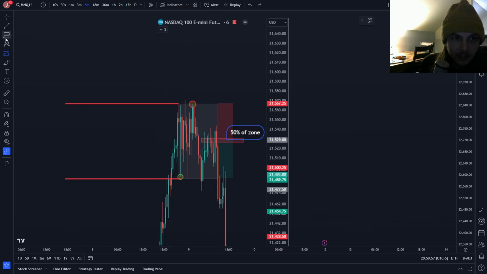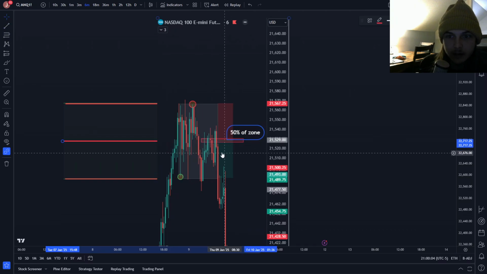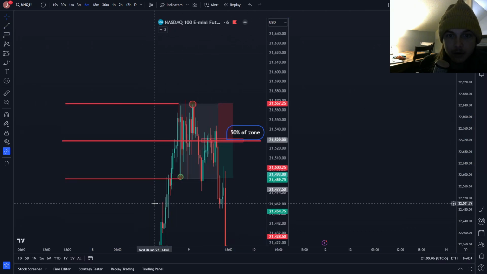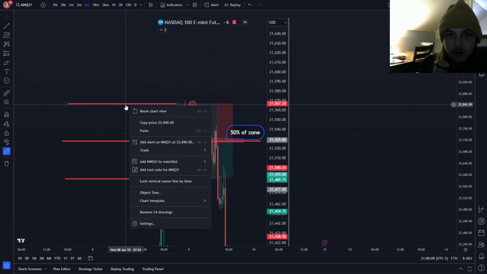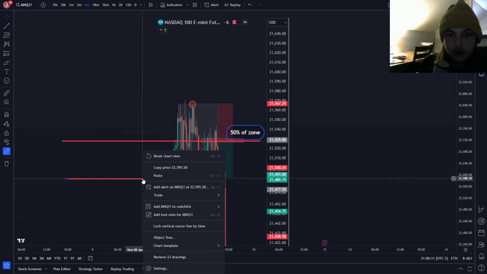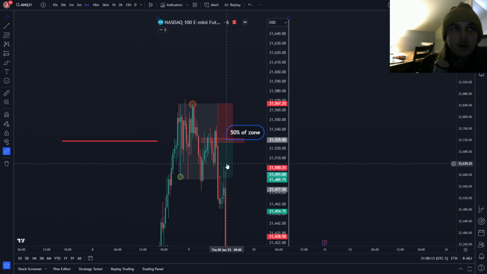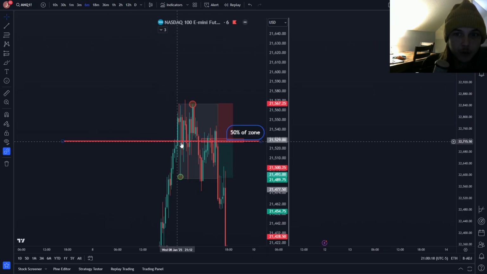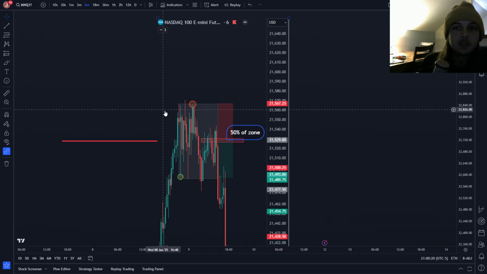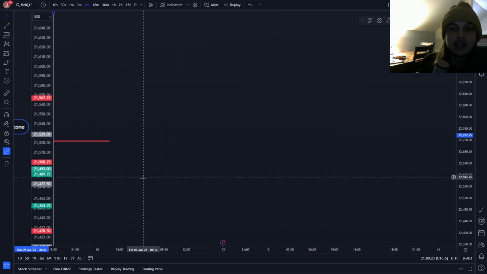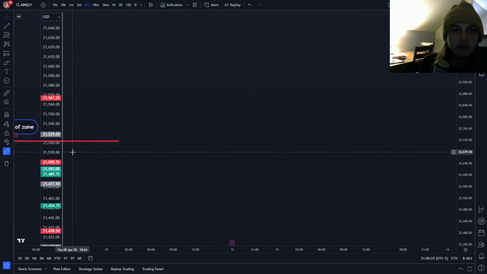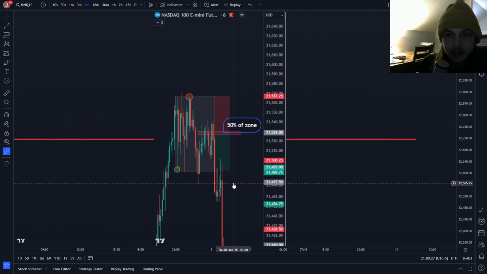So once we get to the 50% of this range, which is right here, right in this red zone, we short. And it comes to a 1-to-1. We don't even get stopped out. Do you see? Yes.